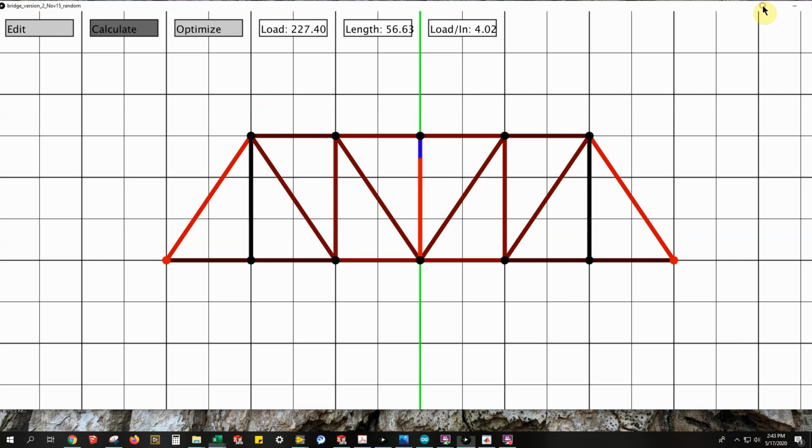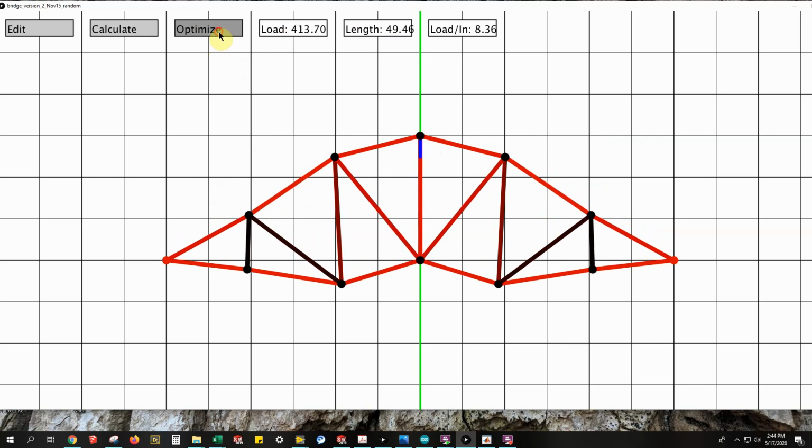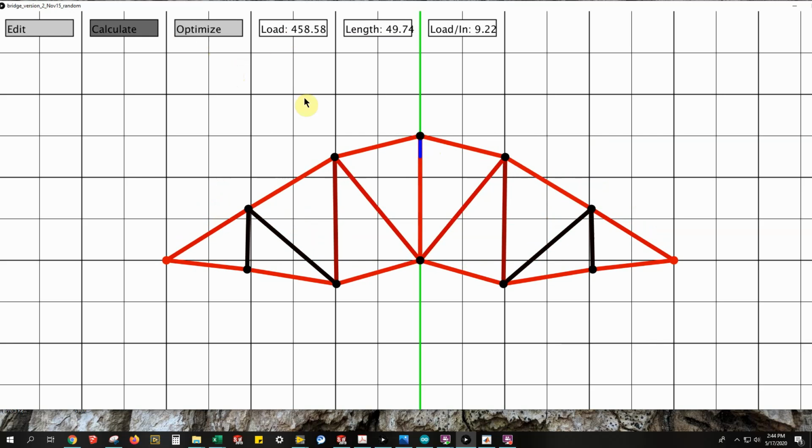So we're at the same point that we were in the class with the class's approach to this geometrical exercise. But then what Jack did on top of it was create an algorithm. He has a randomized algorithm that's moving these joints incrementally and then testing the outputs to see if it's improving, and moving them toward an optimized geometry for strength and weight. If I hit optimize, you see that process occurring. And so now we're at a much stronger truss, 458, that has a higher load per inch rating.